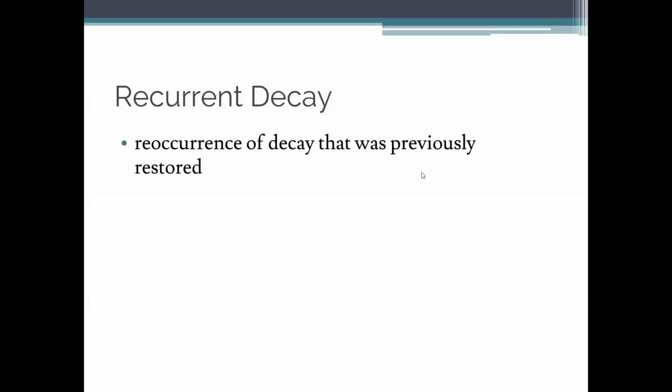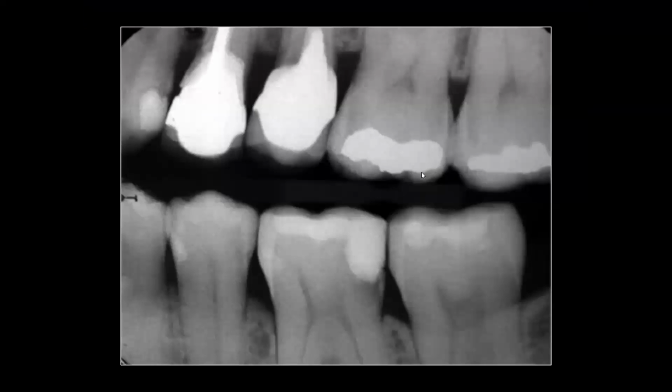We use the term recurrent decay. You have a tooth that was previously restored, whether there was a filling, a sealant, a crown, something like that. You get a cavity under it. So when we look at this patient here, we're looking at tooth number 19. I'll let you find 19 first.